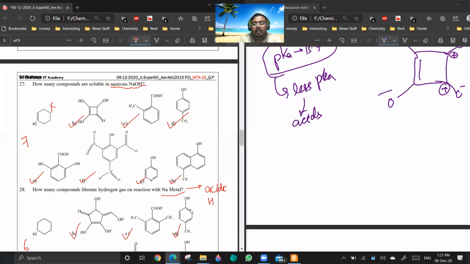Sir, phenols are less acidic than water, no? Phenol is more acidic than water because the negative charge is delocalized now. The pK of phenol is 10 to 11, I think. Sir, though phenol is attached with an electron donating group, it will still be acidic itself.